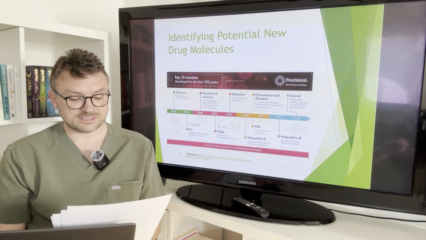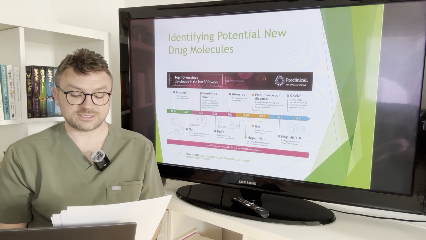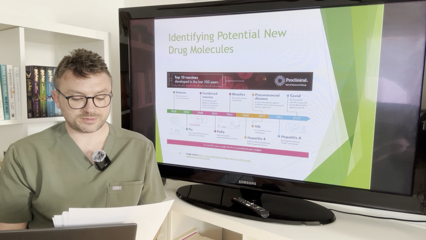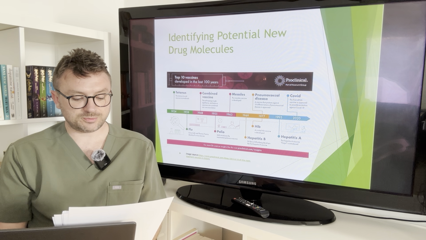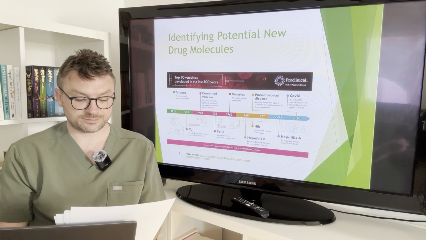Researchers also investigate biological pathways involved in disease. By understanding the molecular mechanisms responsible for illness, scientists can identify proteins, enzymes, or receptors that may serve as drug targets. Once a target has been identified, compounds can be screened to determine whether they interact with it effectively. The identification of suitable lead compounds is one of the most important stages in drug development because it provides the foundation for future optimization.